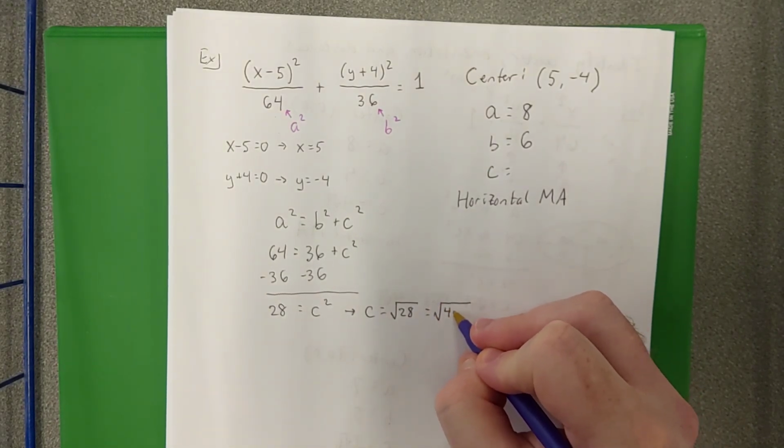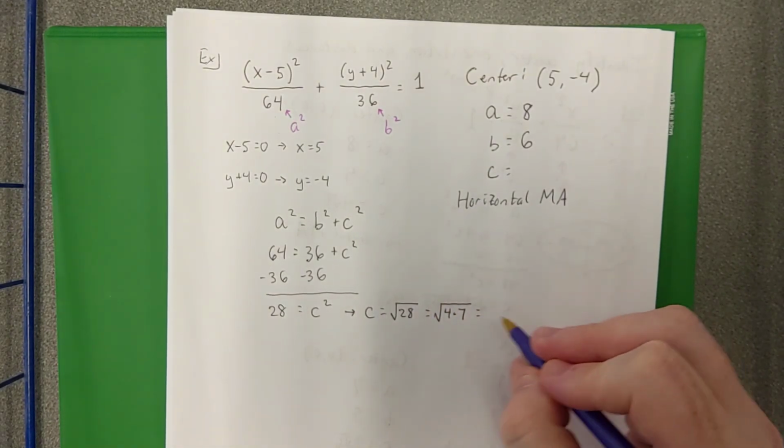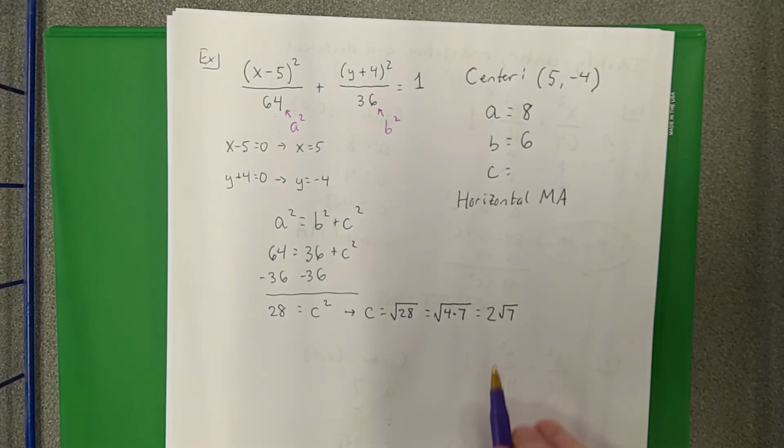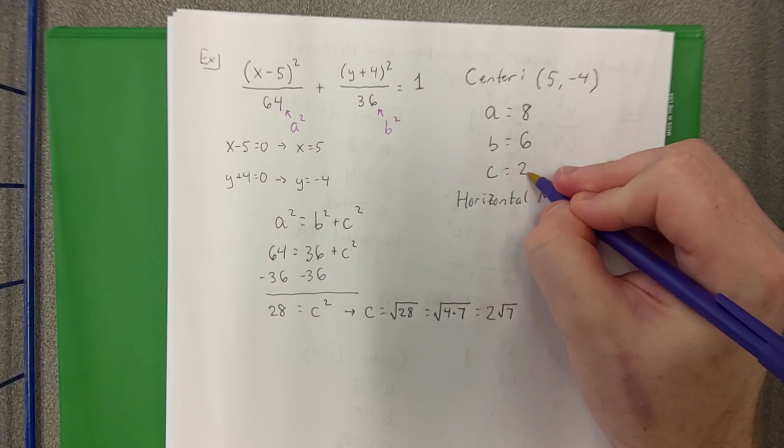28 can be factored into 4 times 7. 4 has a nice square root, 7 does not, and so we evaluate each. That'll be 2 square roots of 7.